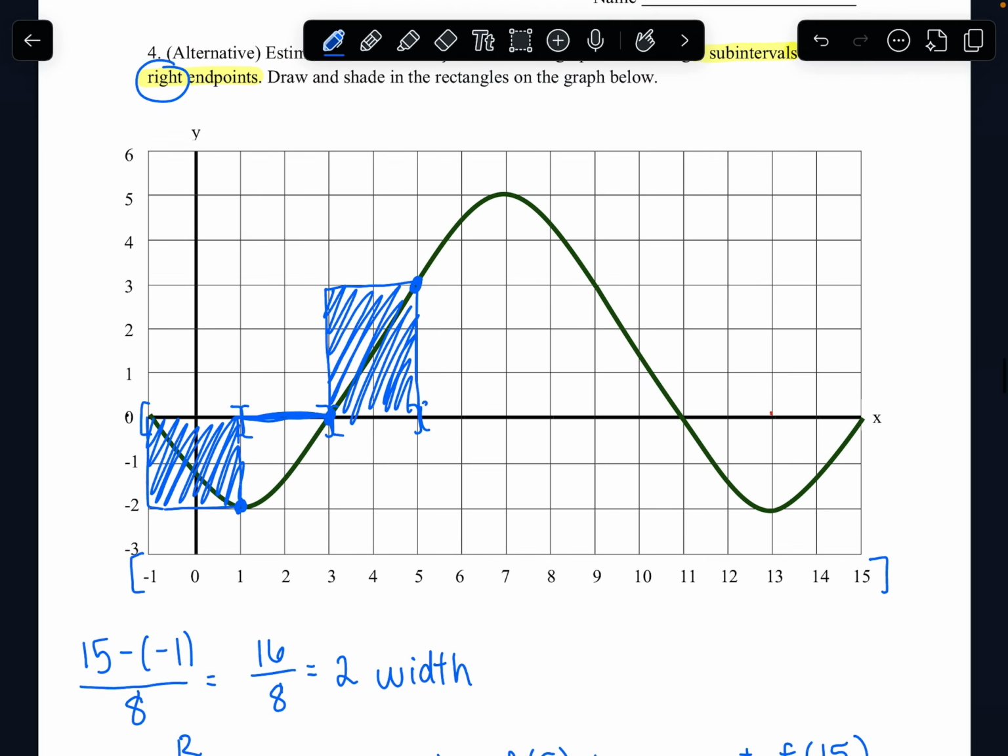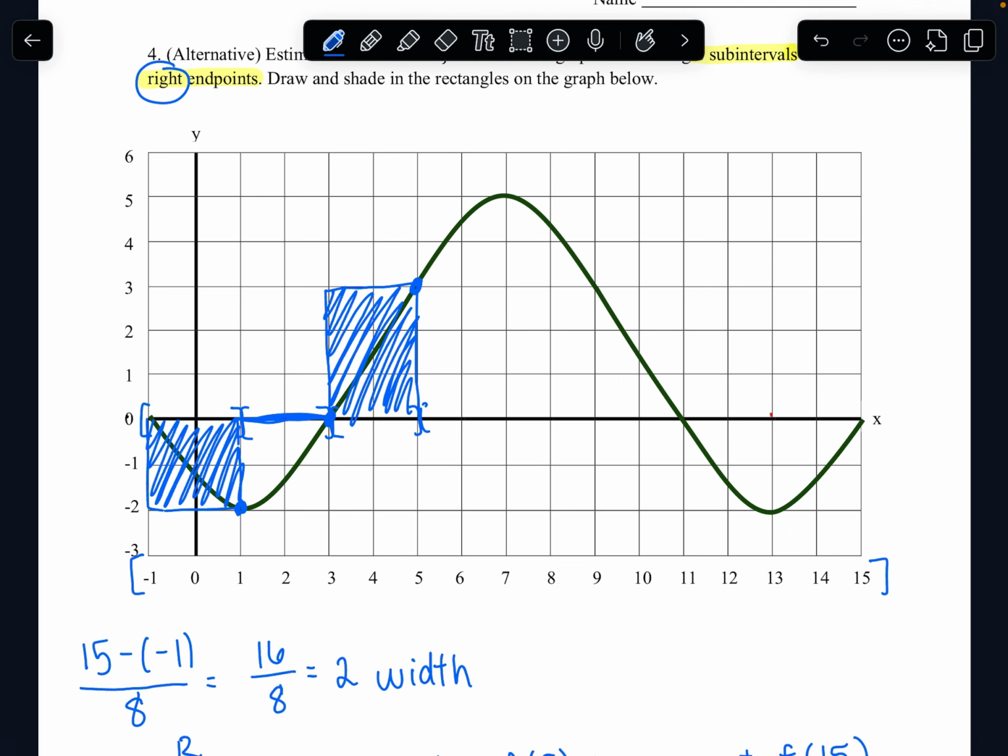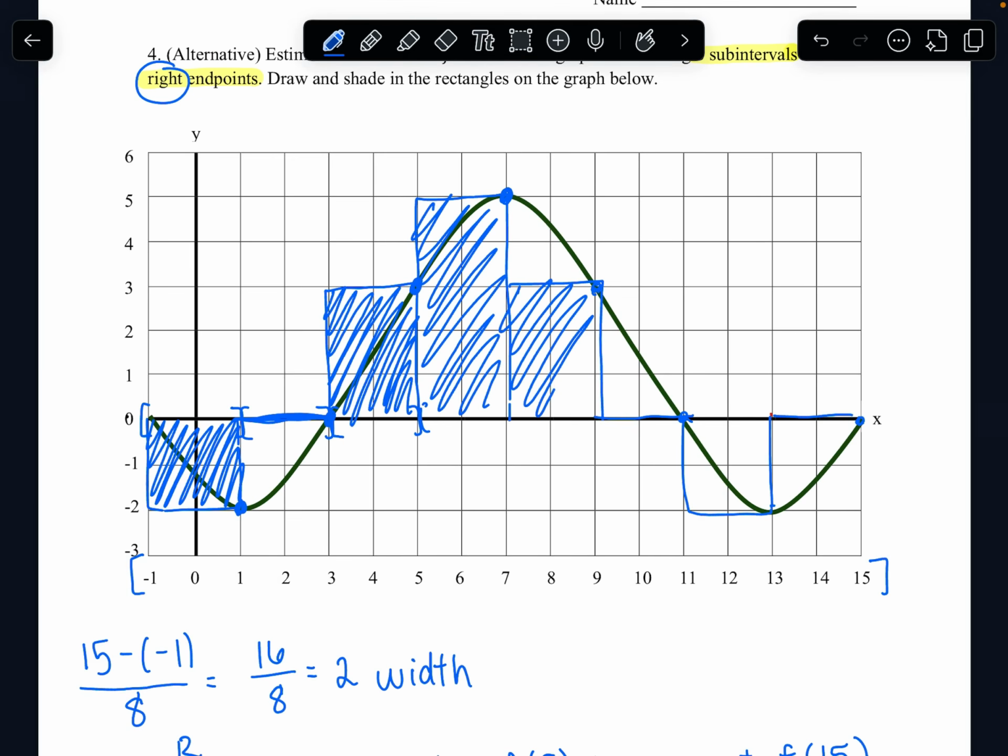Hopefully we're kind of seeing it. All right, from 5 to 7, I look at f of 7, which is right there. Okay. And then 7 to 9 up there. Okay, 11 again is at 0. 13's here. And then 15's there again at 0. Okay, so we've drawn our rectangles.